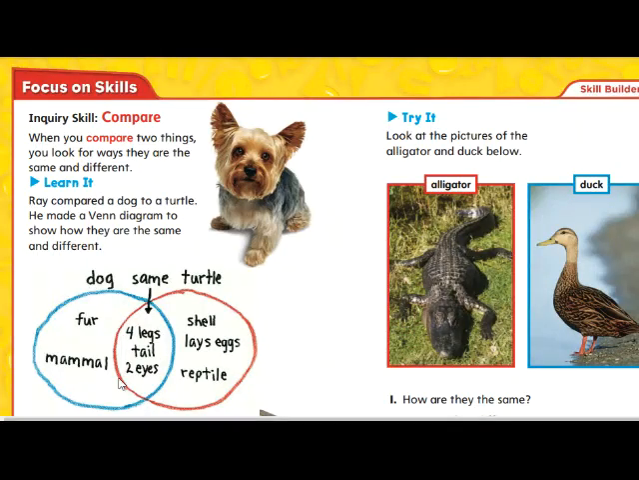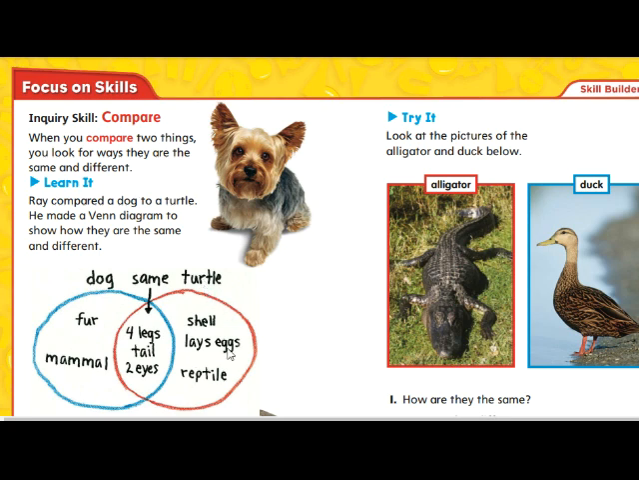In a Venn diagram, the center where the circles overlap is where we put everything that is the same. So you can see the dog and a turtle both have 4 legs, they both have a tail, and they both have 2 eyes. On this side, in this circle, we're putting things that are different about the dog. So the dog has fur and the dog is a mammal. Those are things that are not alike with the turtle.